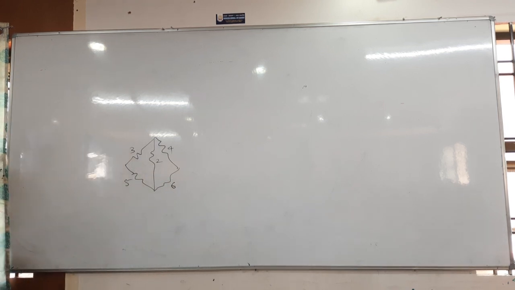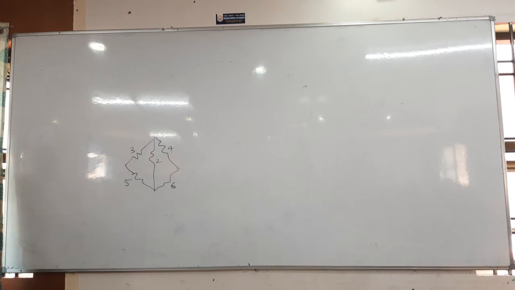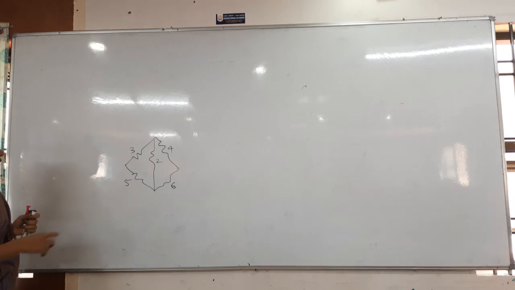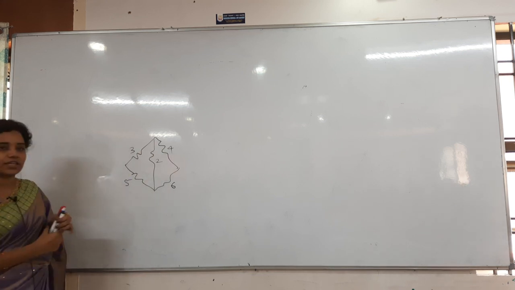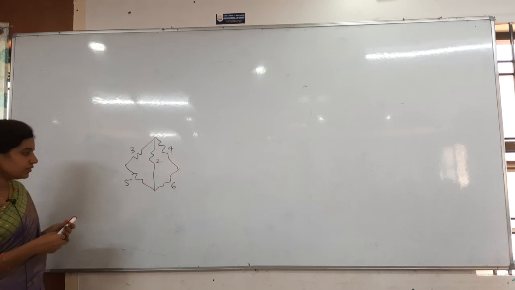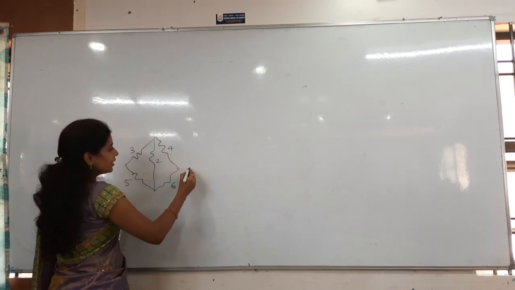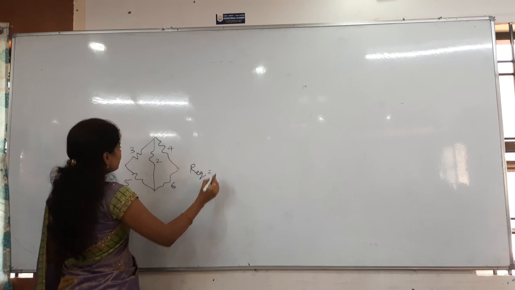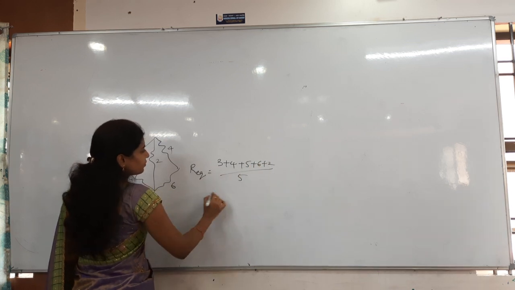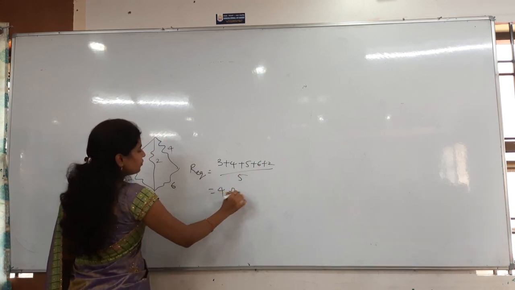Now tell me, what is the equivalent resistance? Is that balanced? It's not balanced. So you have to tell me the equivalent resistance. 4. How did you get that? Sum of the resistances divided by the number of resistances. 3 plus 4 is 7, plus 5 is 12, plus 6 is 18, 18 plus 2 is 20, 20 by 5 is 4. Finished. Write this example also. R equivalent equals 3 plus 4 plus 5 plus 6 plus 2 divided by 5. The answer is 4. 4 ohms is the resistance.